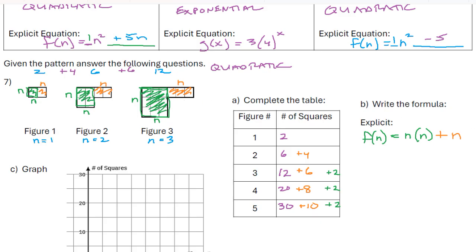And now we're going to go ahead and simplify this. So we've got f of n equals n times n, which is n squared. And all we have left over is plus n. Let's check this and see if this works.